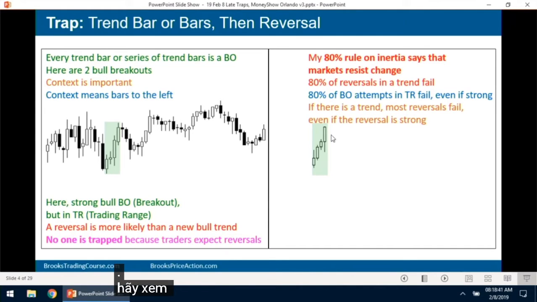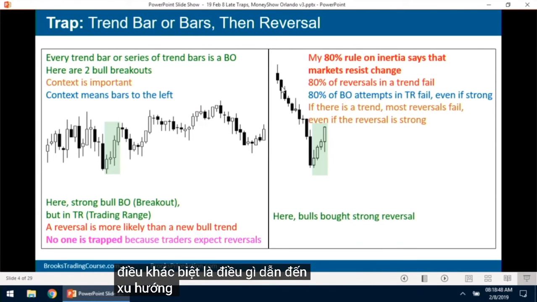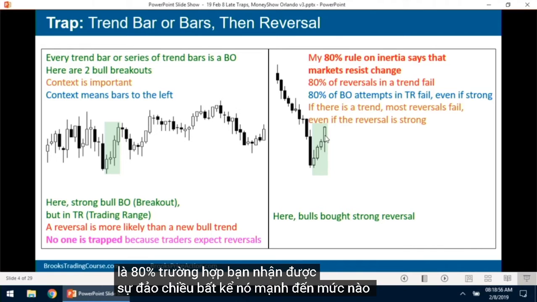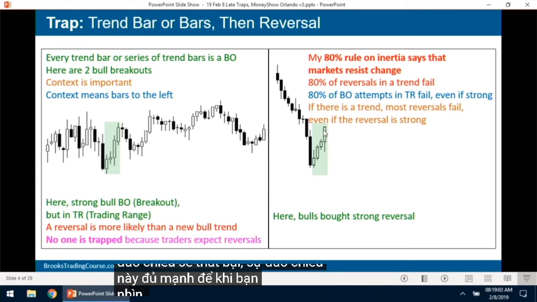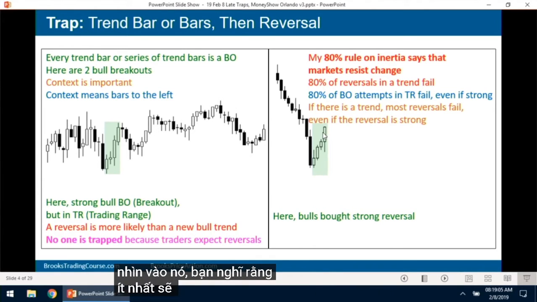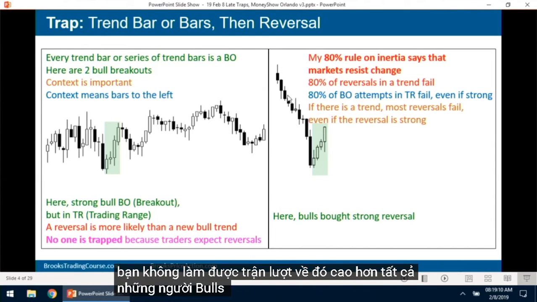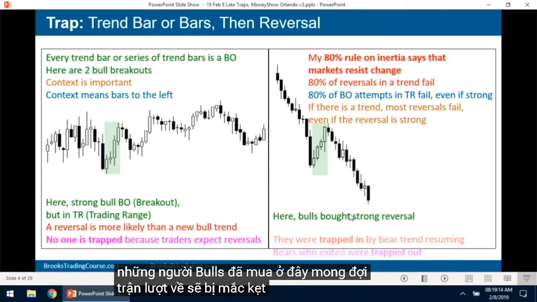On the other hand, take a look at this. Similar to this, 4 consecutive bull trend bars. However, what's different is what led up to this was a strong bear trend. And my 80% rule is that 80% of the time, if you get a reversal, no matter how strong it is, the reversal is going to fail. This reversal is strong enough up so that when you look at it, you think there's going to be at least a second leg higher, right? And if you don't get that second leg higher, all the bulls who bought up here expecting a second leg are going to be trapped.